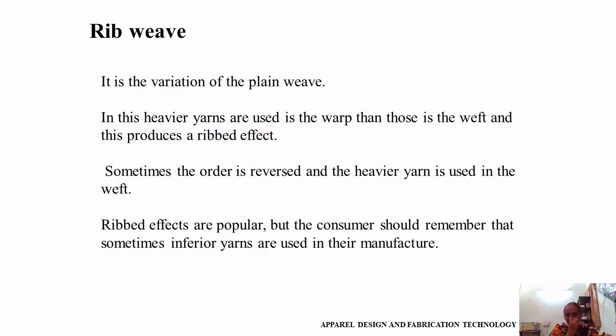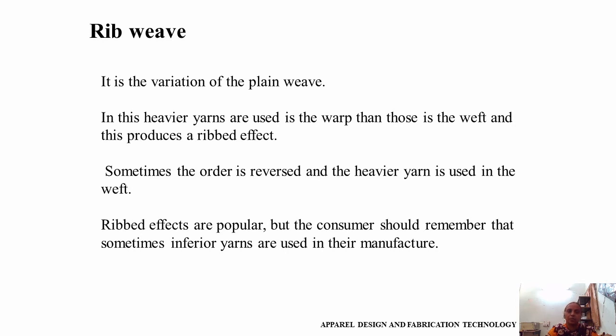This is about the plain weave and the variations of a plain weave, which are the rib weave and the basket weave. Rib weave is a variation of the plain weave. In this, heavier yarns are used in the warp than those in the weft, and this produces a ribbed effect. It is a coarser yarn with a thinner yarn. Sometimes the order is reversed and the heavier yarn is used in the weft.